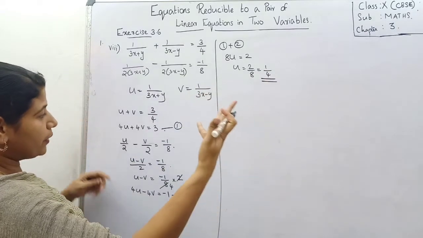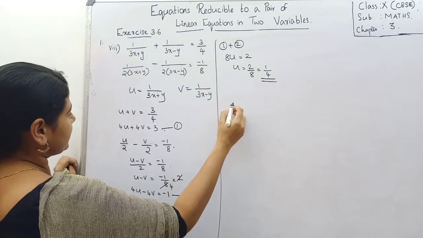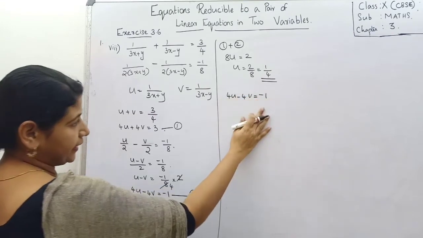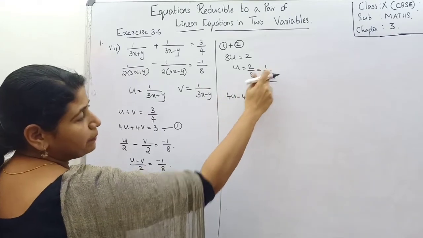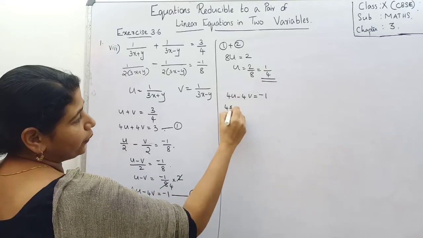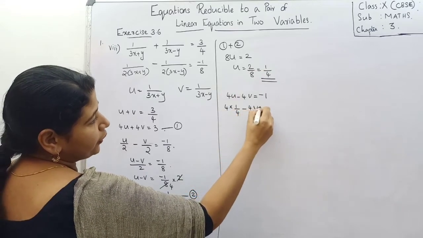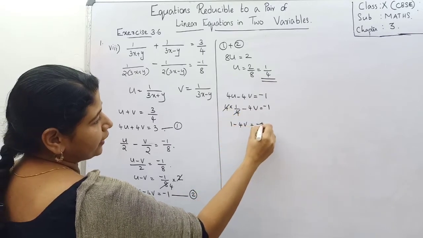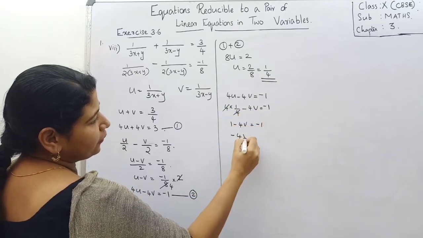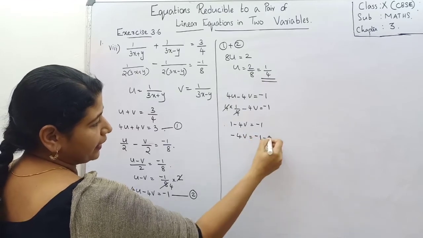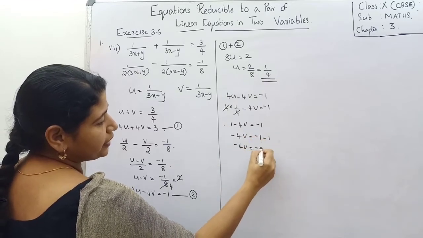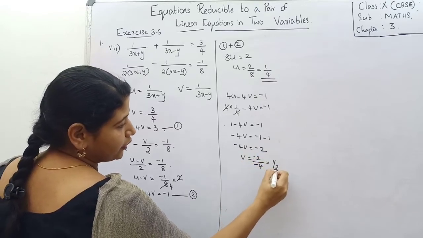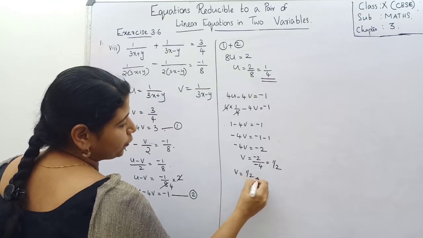If u equal to 1 by 4, what about v? We know that 4u minus 4v equal to negative 1. This is our second equation. I am substituting 1 by 4 for u. 4 into 1 by 4 minus 4 into v equal to negative 1. This will become 1. 1 minus 4v equal to negative 1, or negative 4v equal to negative 2, and v equal to negative 2 by negative 4, which is equal to 1 by 2. v is 1 by 2.